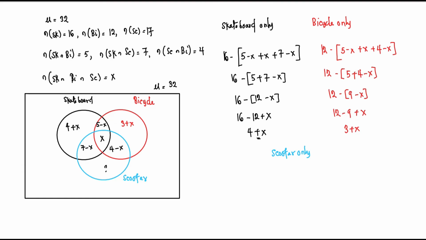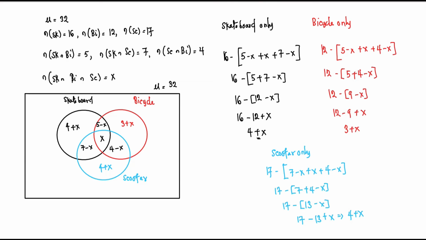The number of children that have scooters is equal to 17 minus 7 minus x plus 4 minus x. So we have 17 minus, 7 plus 4 minus x. So this is 17 minus 13 minus x, and this is 17 minus 13 plus x, and the final answer right here is going to be equal to 4 plus x also. So when we put this here, we have 4 plus x.